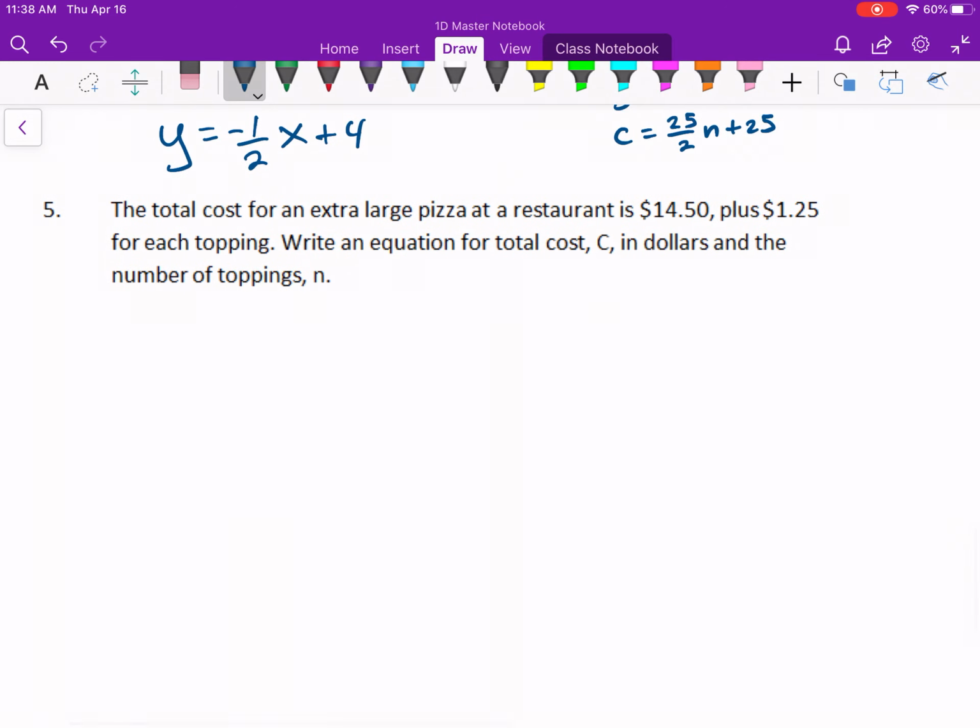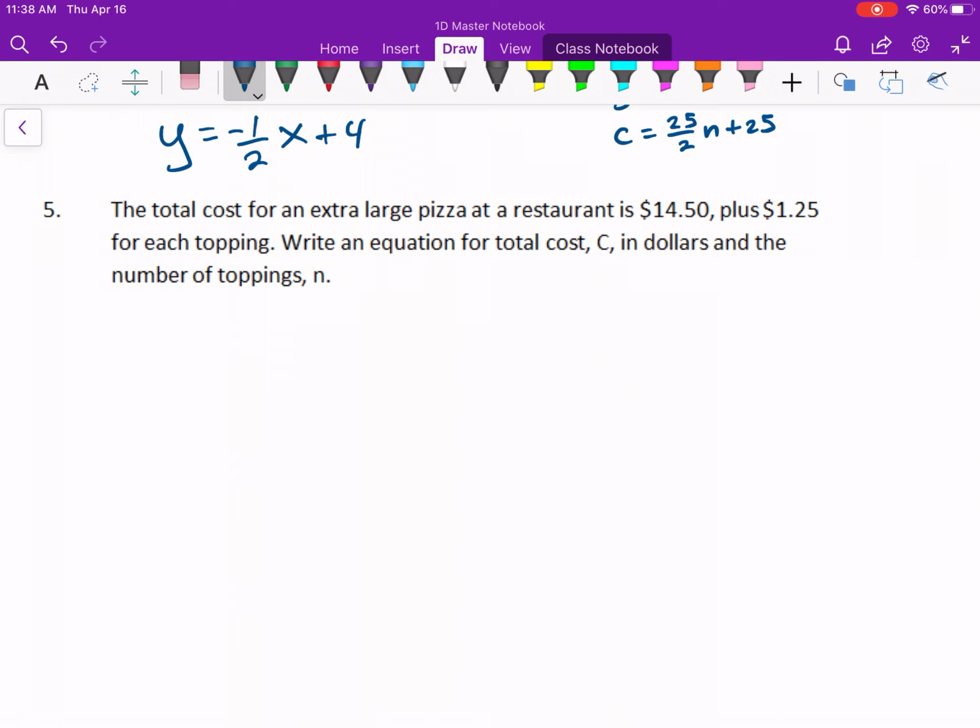The last one: total cost for an extra large pizza at the restaurant is $14.50 plus $1.25 for each topping. Write an equation for the total cost, C, in dollars, and the number of toppings, N.